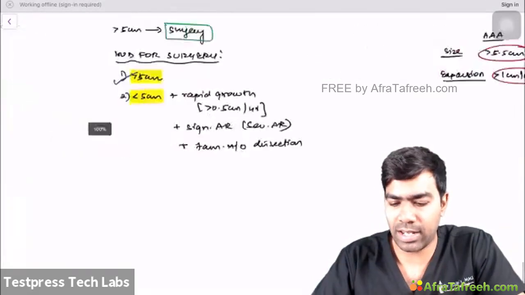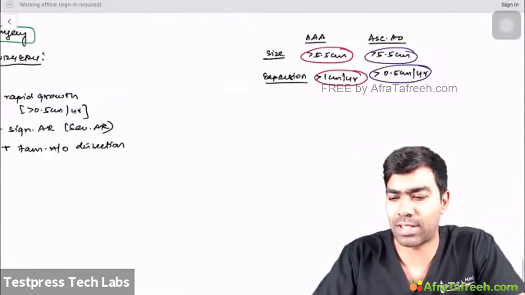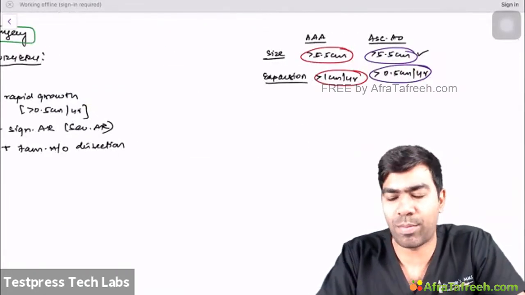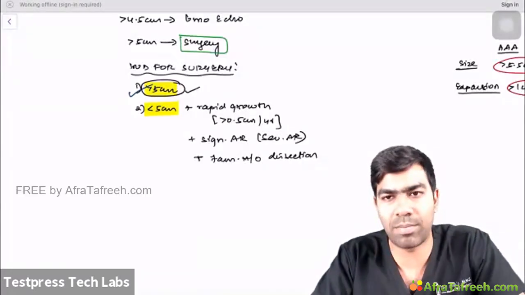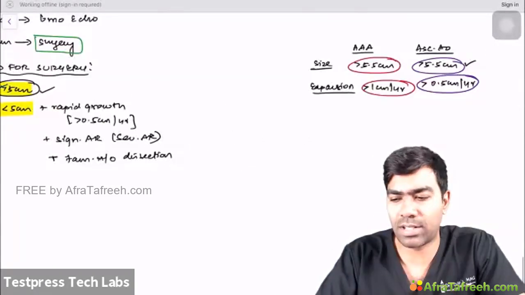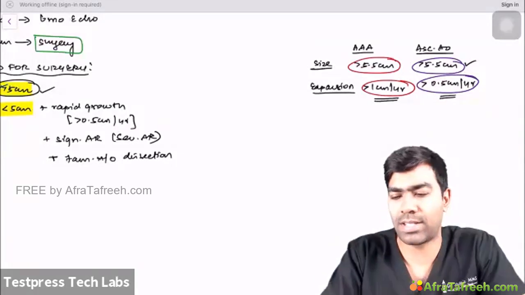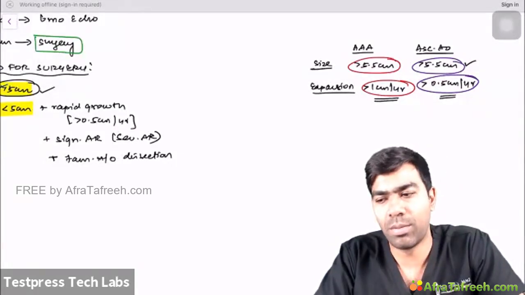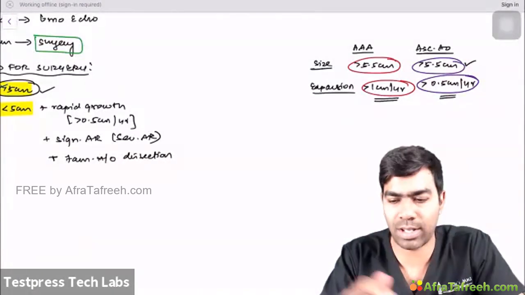Remember, clearly in Marfan syndrome, it should not be 5.5. It is actually 5 centimeter. Whereas in other cases, it is 5.5 centimeter. But in Marfan syndrome, once again, it is 5 centimeter. It is less compared to that of the general population. And similarly, as far as the expansion is concerned, for abdominal aortic aneurysms, it is more than 1 centimeter per year, whereas in ascending aortic aneurysms, it is more than 0.5 centimeter per year. So these are the differences that you need to know, which are very important for exams.